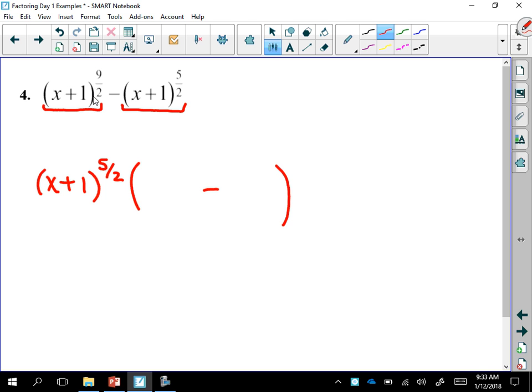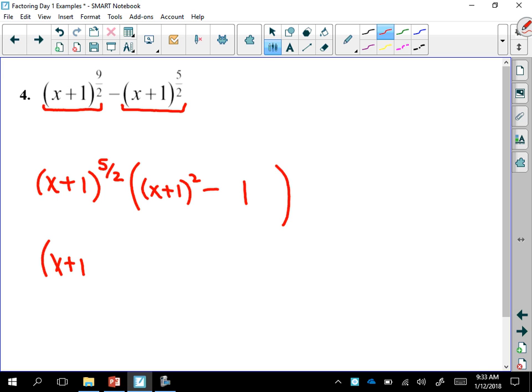Originally, in this first term, I had x plus 1 to the 9/2 power. I took out 5/2. So what's 9/2 minus 5/2? 2. So x plus 1 squared. And then we took this entire term out. So what's left over? 1. What's left over inside this parentheses?